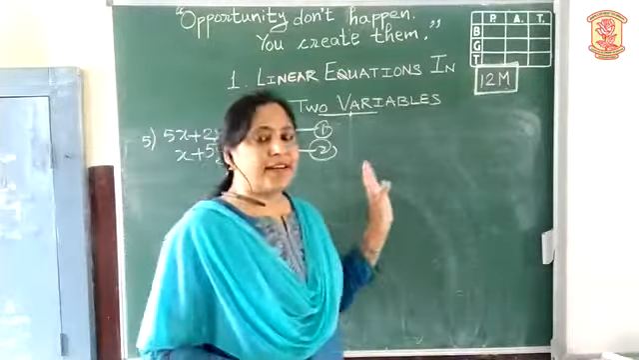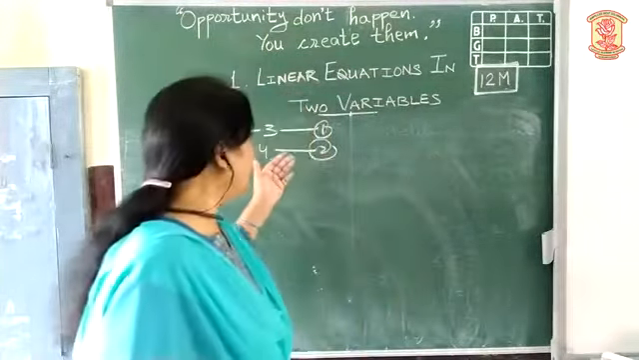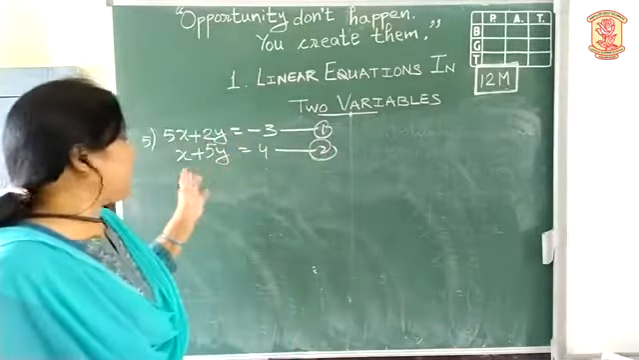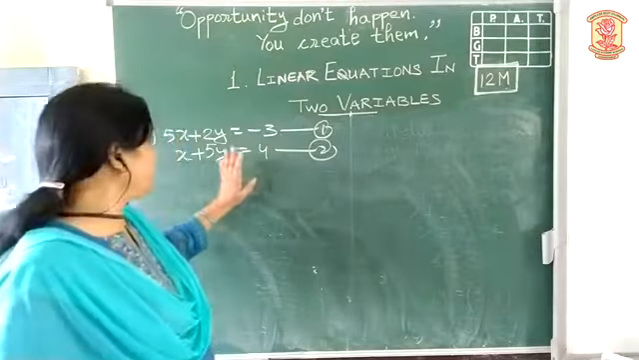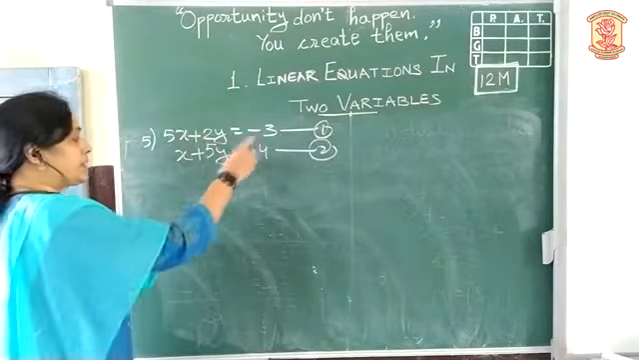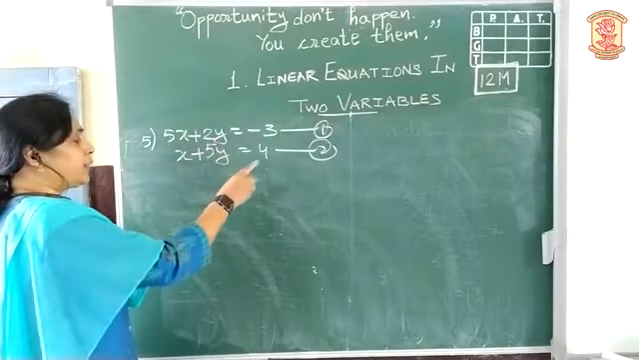Now the third and fourth equations are quite simple. You can practice them at home. Now I'm going to start with the fifth question of this exercise, that is 5x plus 2y equals minus 3 and x plus 5y equals 4.